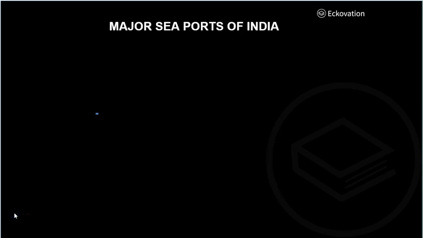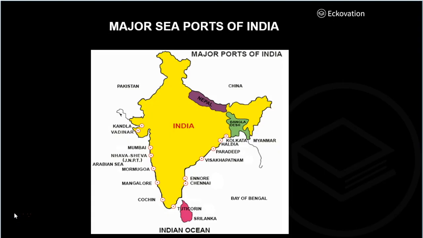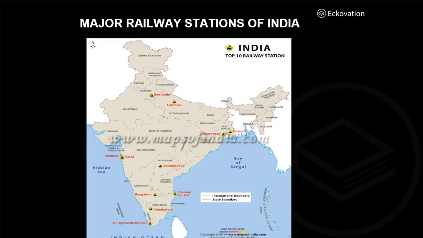Now, we'll talk about major seaports of India. Map book questions from this are usually about locating and labeling the important seaports. Now, we'll talk about the major railway stations in India. They are New Delhi, Lucknow, Secunderabad, Mumbai, Bangalore, Chennai Central, Coimbatore, Thiruvananthapuram, Kharagpur, Vashi, Mura.